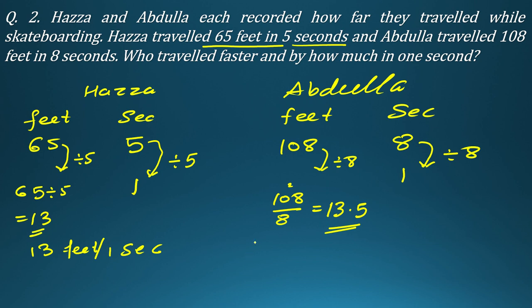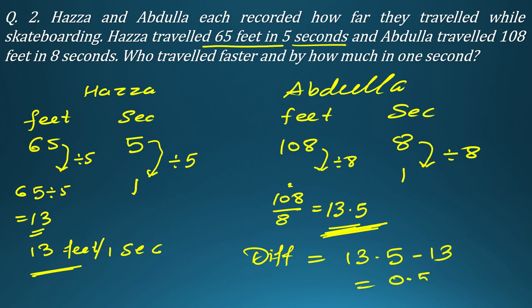So what's the difference? Who travels faster? Of course, Abdullah is traveling faster because he is traveling 13.5 feet and the other is traveling only 13 feet. So how much more is the difference? What's the difference between these two travels? It is 13.5 minus 13, and it will be equal to 0.5 feet. Okay, like this you can get the answer.